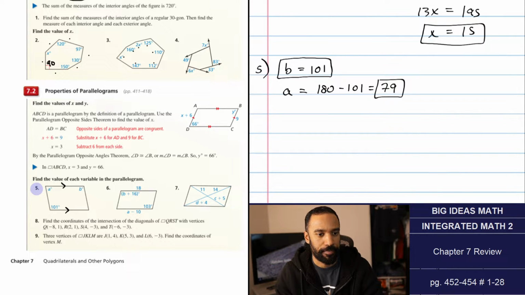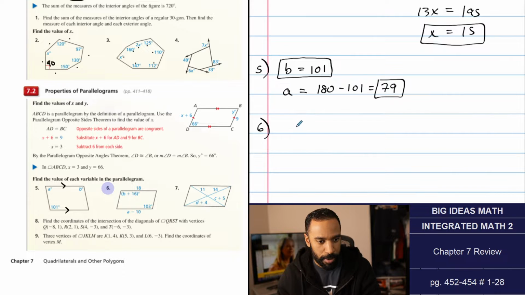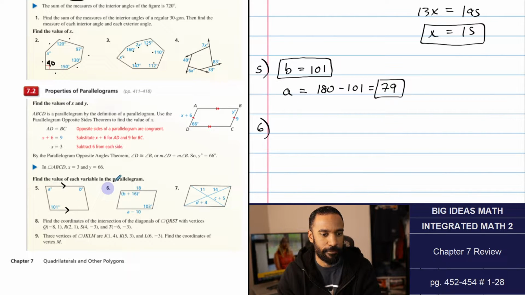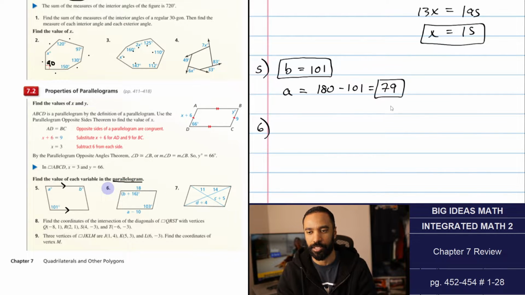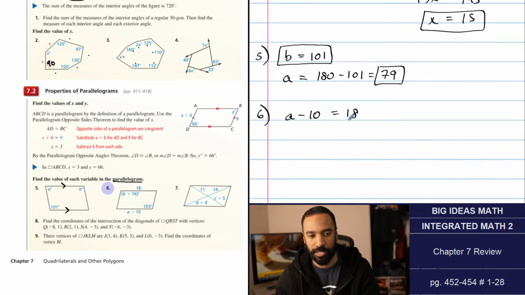Pretty straightforward problem. Number 6, this time let's find A first and we'll find B second. So on number 6, it is a parallelogram. Note that they do identify it; it's not because it looks like it. They identify that in this part of the problem here, but there's no markings otherwise that would indicate it. So we go by that. Parallelogram, opposite sides are congruent. A minus 10 is going to equal 18. Those are the side lengths of those opposite sides there. We get to add 10 to both sides, and A is going to equal 28.